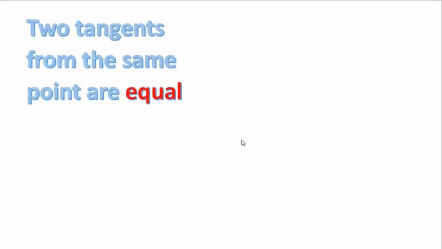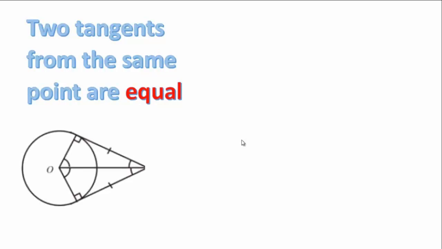Here, two tangents from the same point are equal. For example, from this point here I will draw a tangent and I will draw another tangent. So these two tangents are equal in length. They have the same length because they came out from the same point. How can we use that?